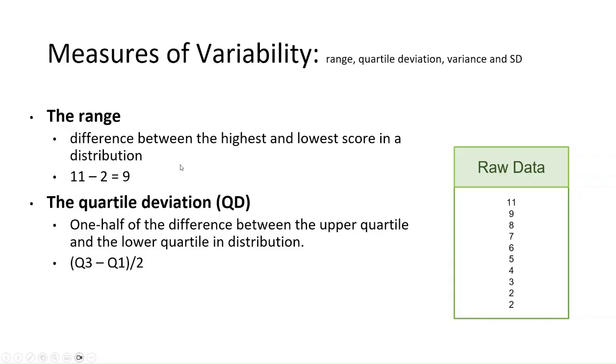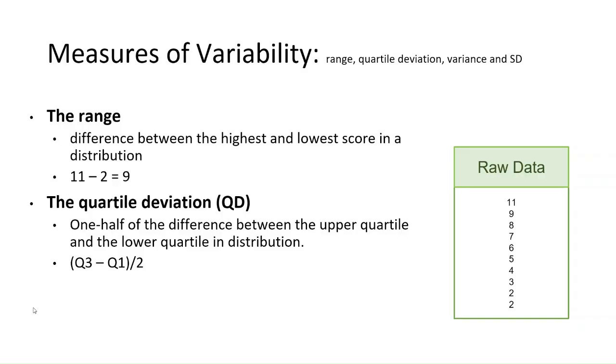It's very easy and quick to calculate, but keep in mind it only looks at the two extreme values, so it doesn't tell us much about the rest of the data. Let's move on to quartile deviation. The quartile deviation is also known as the semi-interquartile range. This measure looks at the middle 50% of your data and helps you understand how spread out that central portion is.